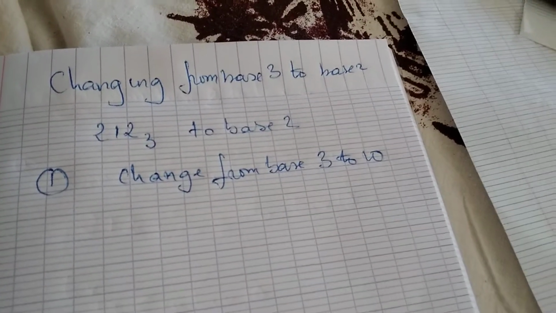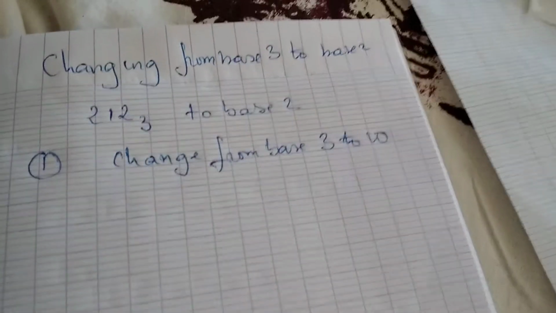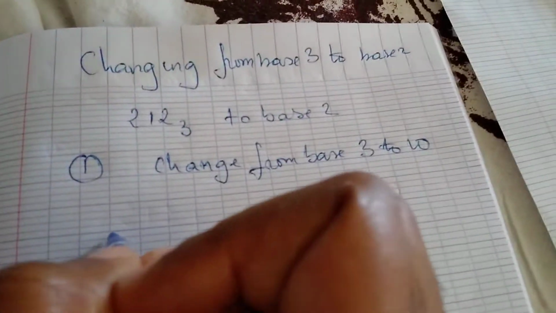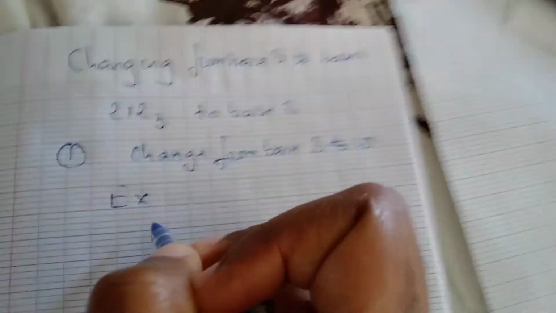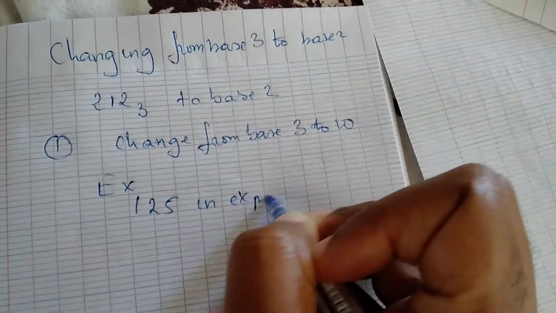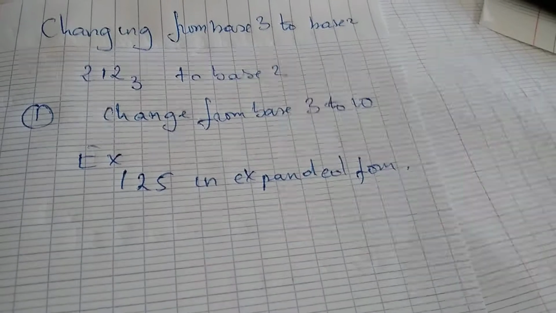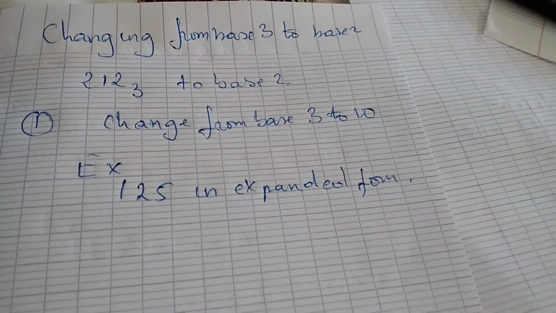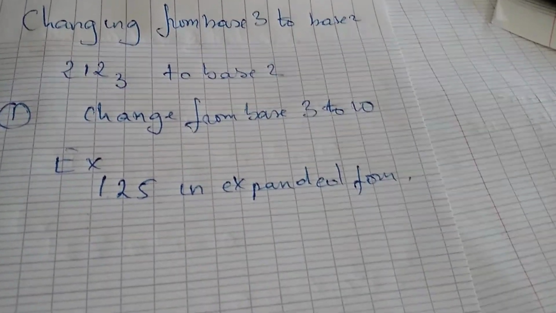You are supposed to know how to write the expanded form of a number in its original base. For example, I'm in base 3, but I'm going to use a question in base 10. Let's assume I'm asking you to change 125 into expanded form. I think we've all done it in high school, but let's just go through it. You need to multiply each digit with a power of 10 corresponding to its place value.